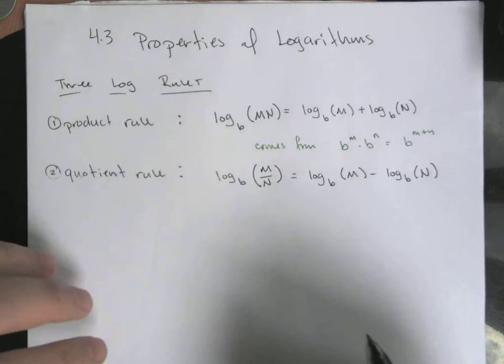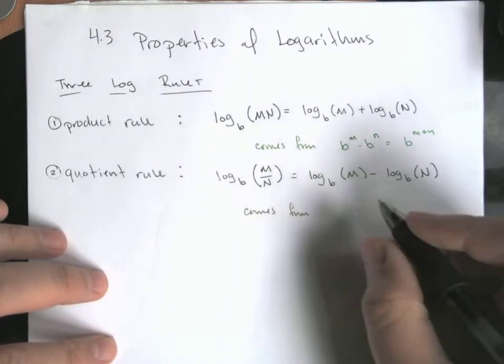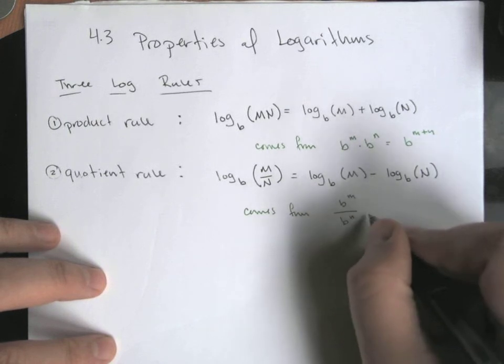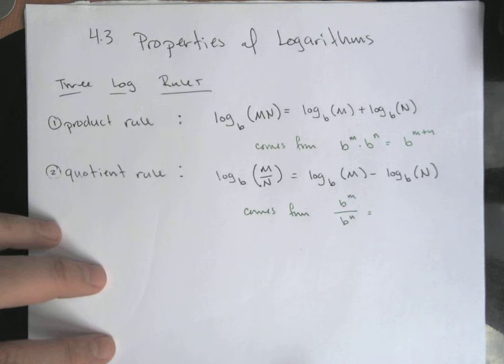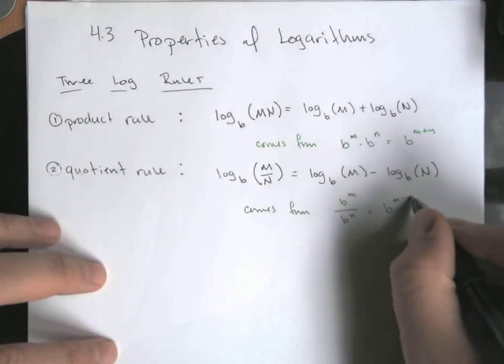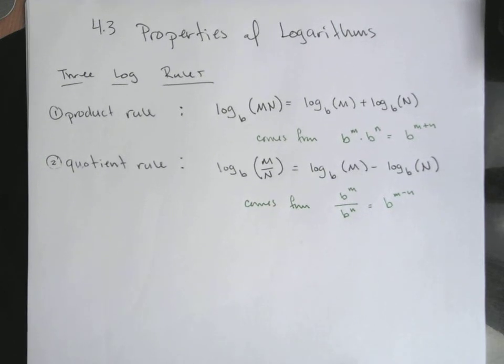This again kind of matches up and comes from the quotient rule for exponentials, right? Which is if I have 2 different exponential expressions where I'm dividing them, what happens is I'm going to subtract the powers, the top from the bottom. So there's a similar kind of relationship and connection happening here.